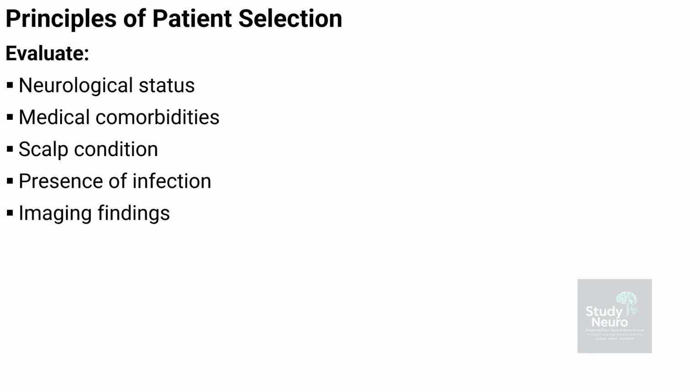Selecting the right patient for cranioplasty requires a thorough clinical assessment before surgery is planned. The patient's neurological status should be carefully evaluated, including whether there is improving limb weakness or persistent cognitive impairment. Medical conditions such as poorly controlled diabetes or severe heart disease should also be considered, while the scalp must have healthy soft tissue without wound breakdown or infection. These details are important. Other factors also influence the decision.